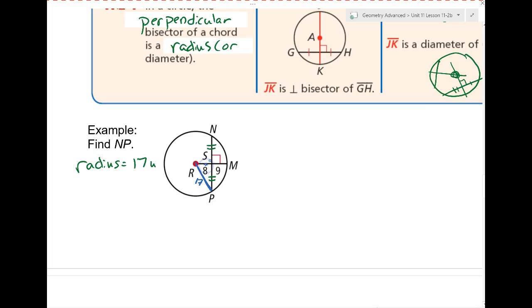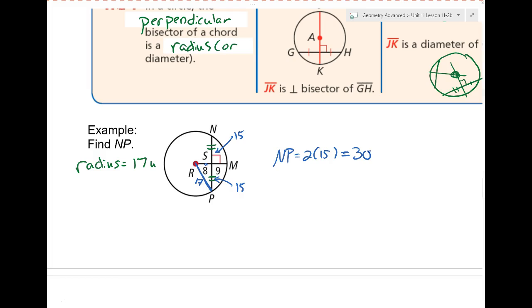My leg is 8. Huh. What's my other leg? 15. So that means from here to here is 15, which means this one has to be what? 15. Can anyone tell me the length of segment NP? Yeah, 2 times 15, which is 30. How hard was that?